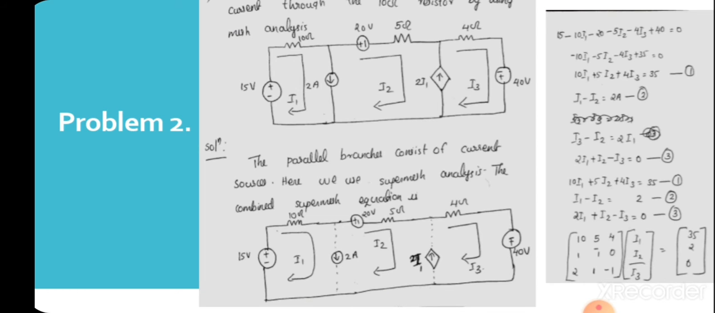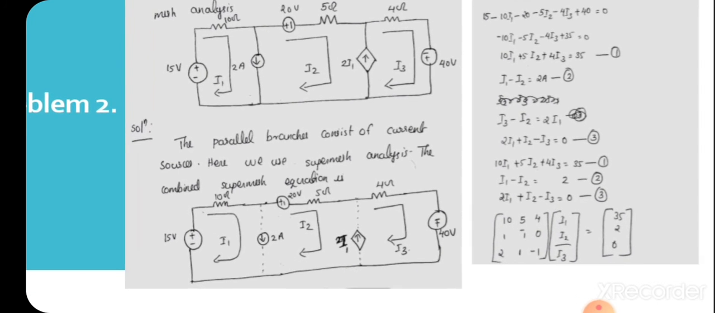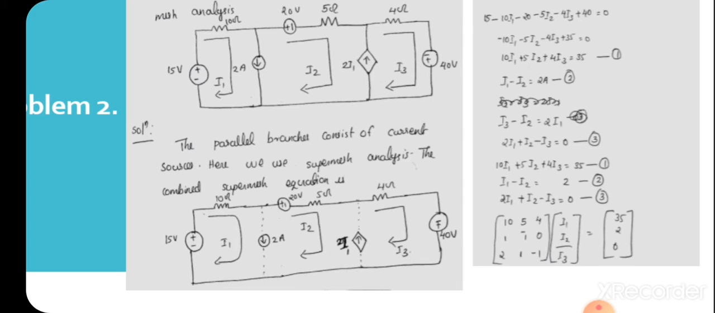Okay, so we can write the super mesh equation. This complete circuit forms a super mesh, a closed path. We can write the super mesh equation starting from the 15 volt source. For writing the super mesh equation we are using KVL, as in mesh analysis. Starting from 15 volt, current I1 is in the clockwise direction and goes through the source from negative terminal to positive terminal, so it will be plus 15.